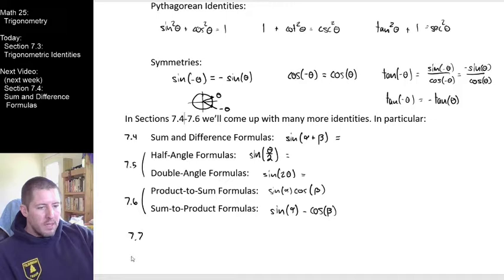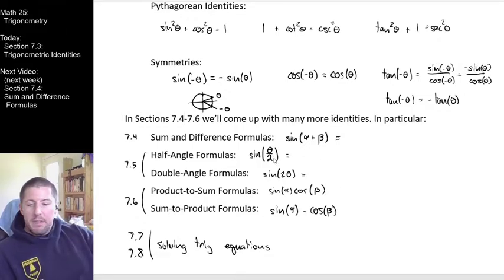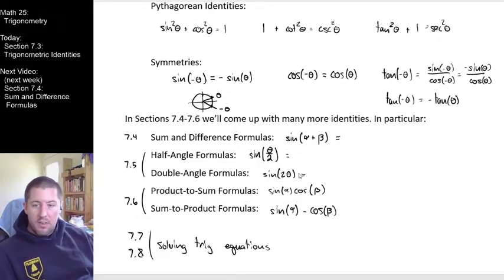And then 7.7 and 7.8 are where we're going to do solving trig equations. That's because solving trig equations is going to require us to be able to perform these types of manipulations that we're going to come up with, and it's going to require a good understanding of inverse trig functions.